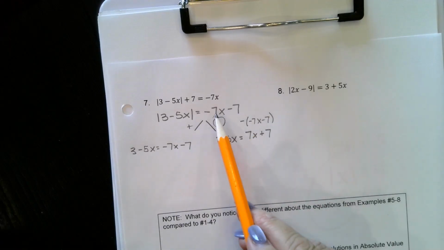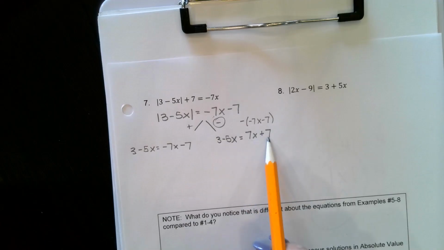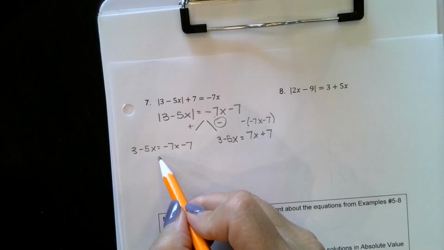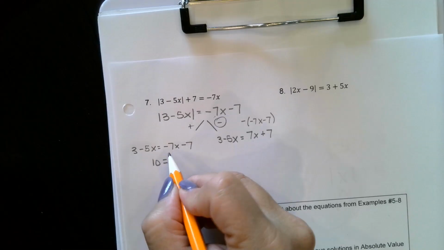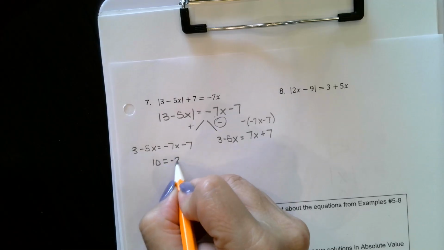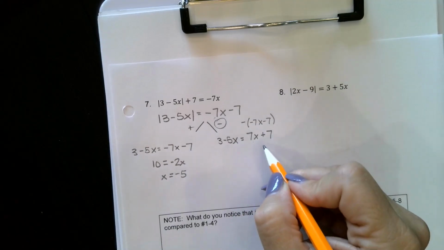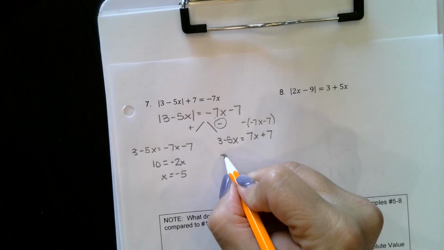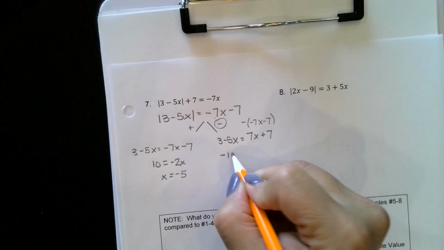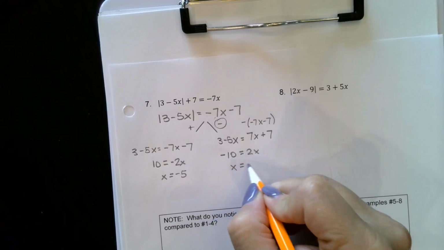I'm taking my answer that I have over here and I'm multiplying it by a negative. And when I do that, I get two positive numbers. So if I solve this, I would have 10, move that over, move this over, minus 2x. So x equals -5. And with this one, I would have -10 equals 2x. So this tells me that I also have x equals -5.